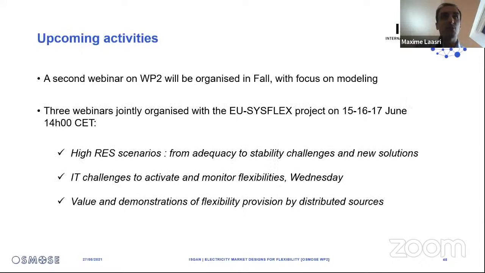So it was interesting along the way to learn that in the modeling part. All of what we presented here are intermediary results. The project is far from over. We have many activities going on and continuing. We already have some improved results by now that we didn't have time to put in the slides yet, but that will be published soon in upcoming deliverables. We also have a second webinar for the same work package 2 of the OSMOSE project that will be organized in the fall with a focus more on modeling.